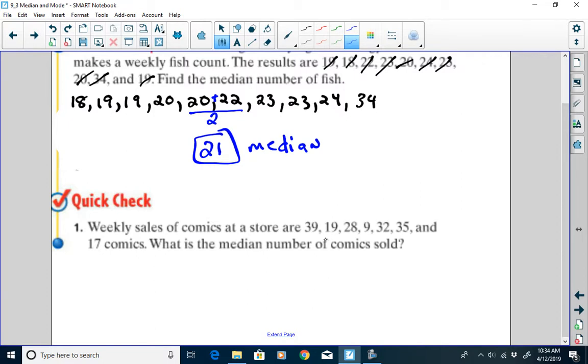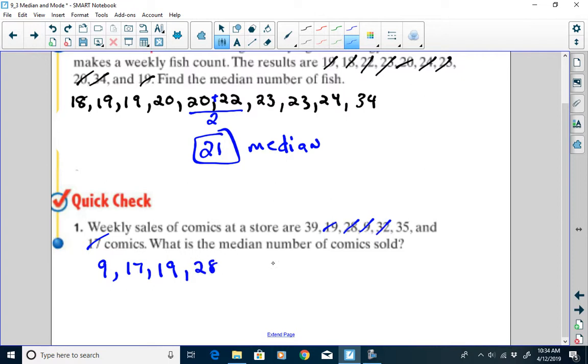Okay, let's find the median here. We have 1, 2, 3, 4, 5, 6, 7 data items. So we have an odd number of data items. So it's going to be a little bit different. First, we arrange from least to greatest. So I have a 9. Then from least to greatest, looks like we have the 17. Then we have the 19. And then from least to greatest, it looks like we have the 28.